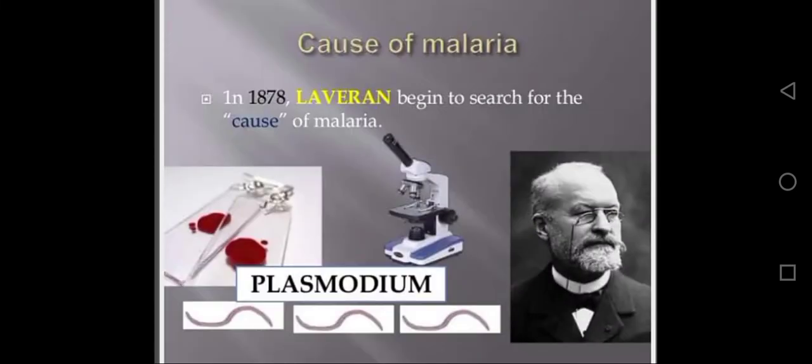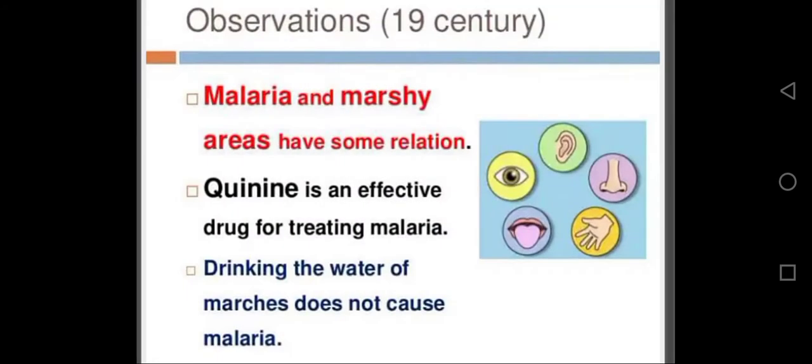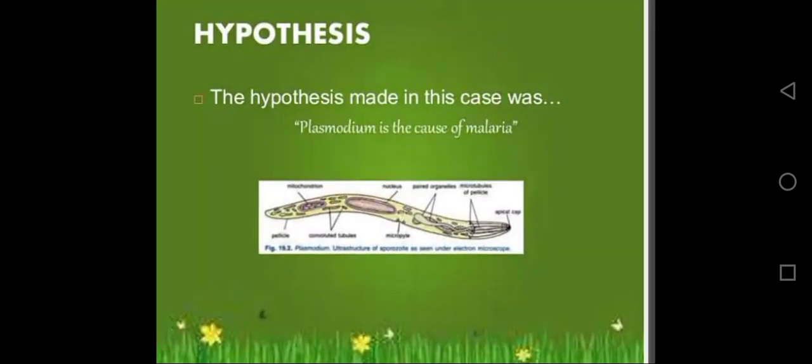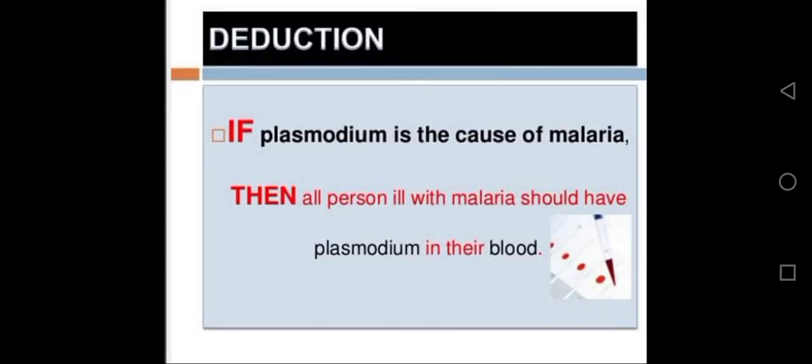So, Laveran began to search in the case of malaria, and he saw a small tiny organism in the blood of malarial patients. So he named it Plasmodium. He made the hypothesis that Plasmodium is the cause of malaria. Later on they made the hypothesis by the deductive method.